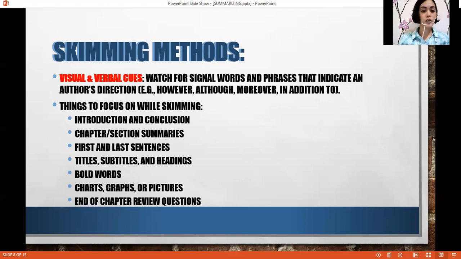The bold words could be the main word that needs to be defined. We look at the charts, graphs, or pictures. Research works do have charts, graphs, and pictures. And end of chapter review questions. This is for academic texts or books related to schools, books that we use in schools. They do have chapter review questions, but other books don't have it.